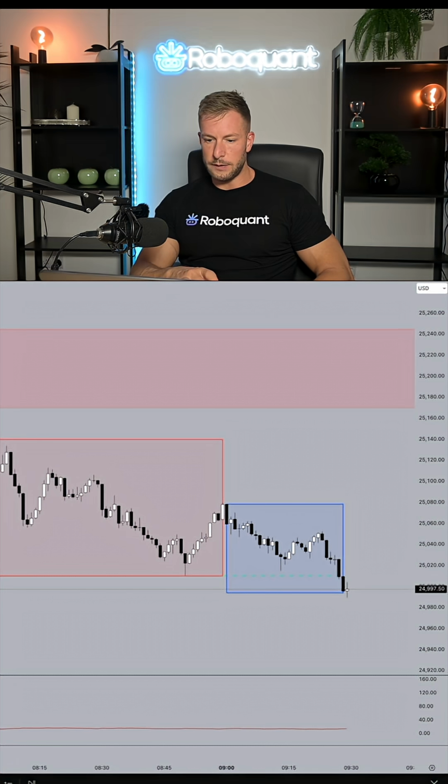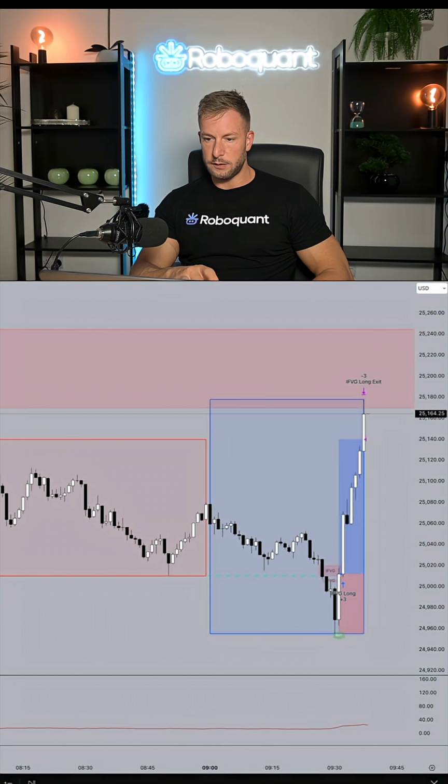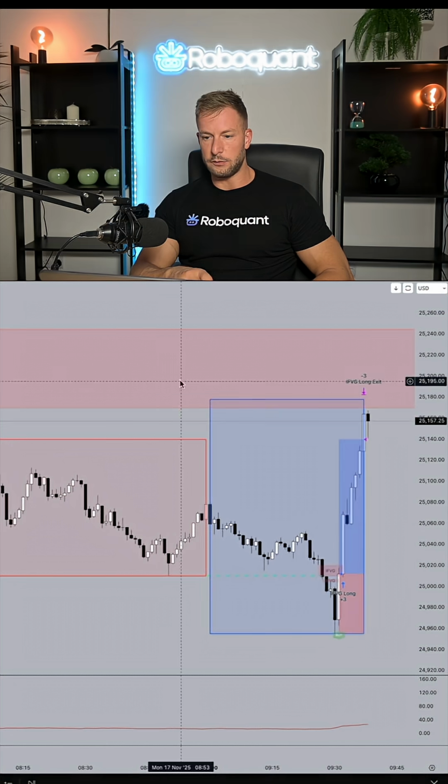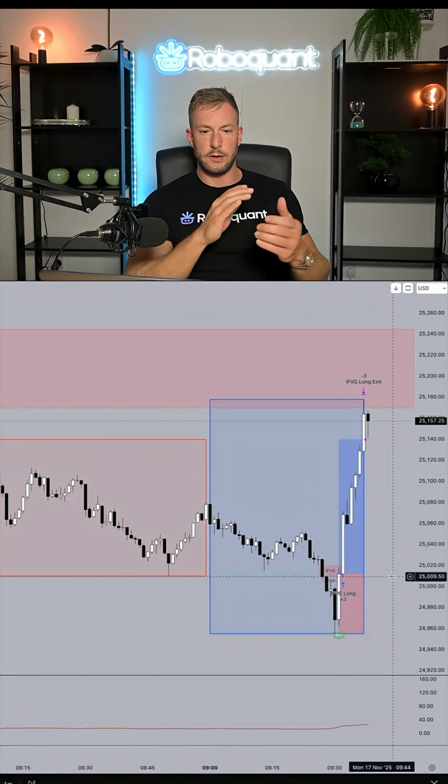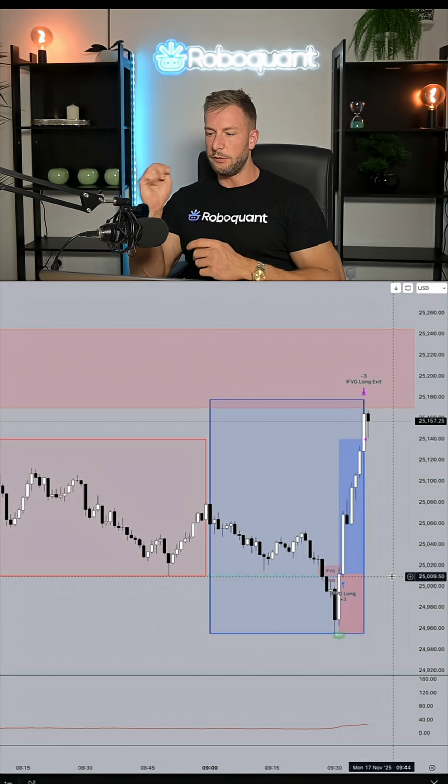The low has been swept and now we need to wait for an iFVG and an order block. Here we have it, order block, iFVG, enter the long, targeting the opposite side of the range, or in this case actually this order block, and it's a win. Perfect.